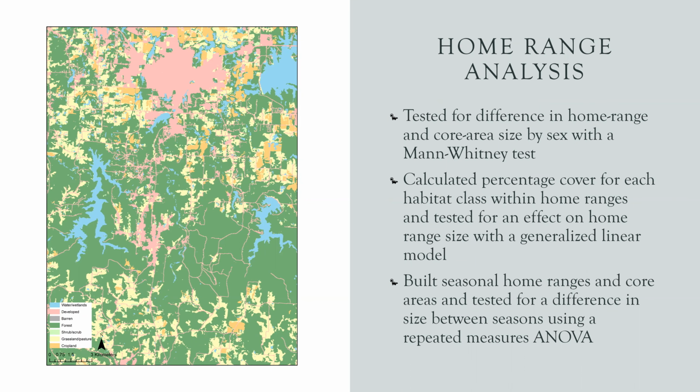For home range analysis, I tested for a difference in home range and core area size by sex with a Mann-Whitney test. I calculated the percentage cover for each habitat class within home ranges and tested for an effect on home range size with a generalized linear model. It's worth noting here that I did reclassify the National Land Cover Database to 5 key habitat classes: urban, agricultural row crops, pastures and fields, forest and green, and water and blue.